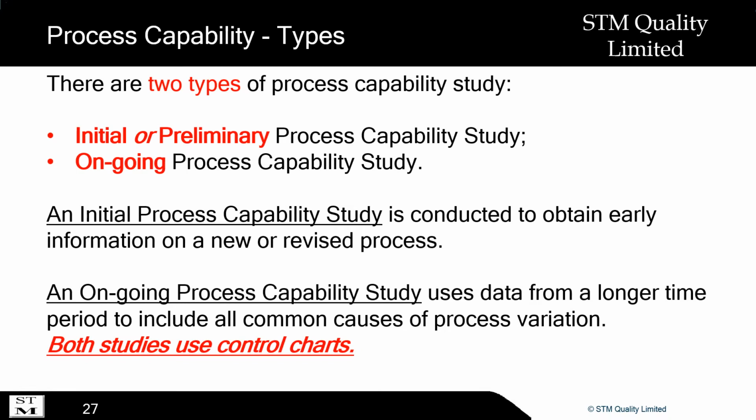There are two types of process capability study: initial or preliminary process capability study and an ongoing process capability study. An initial process capability study is conducted to obtain early information on a new or revised process. An ongoing process capability study uses data from a longer time period to include all common causes of process variation. Both studies use control charts.